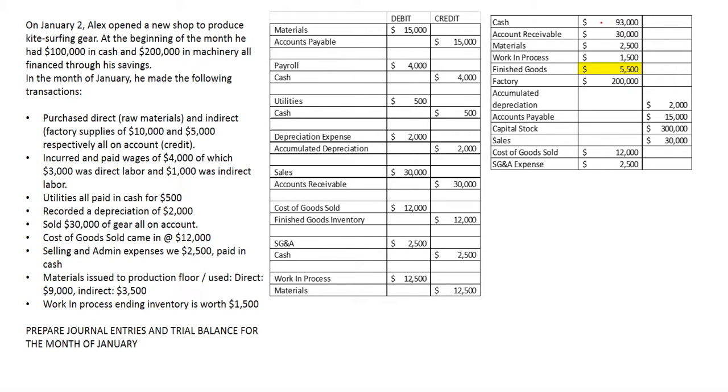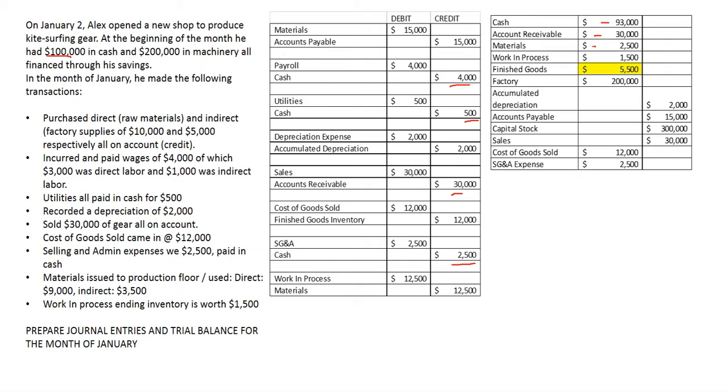First of all, cash. Remember, we started with $100,000 of cash, and then we paid $4,000 for payroll, $500 for utilities, and $2,500 for selling, general, and administrative. So these in total is $7,000. $100,000 minus $7,000 will give you $93,000 cash ending. Accounts receivable is $30,000. Just like we have it here, all the sales were on credit.